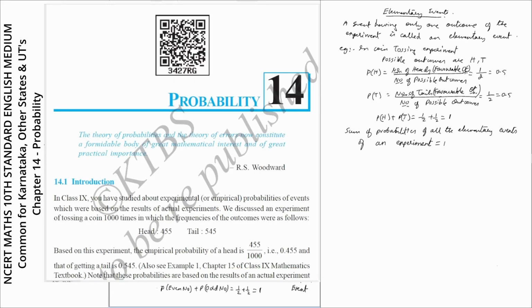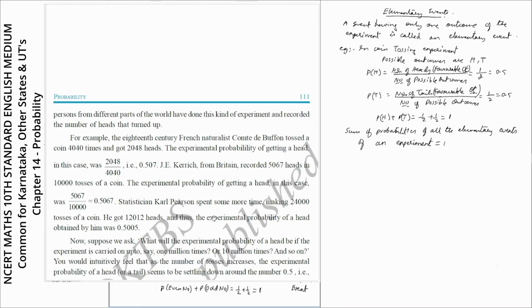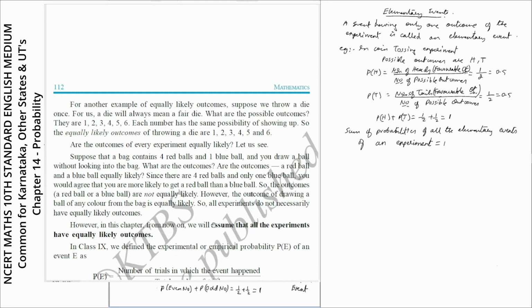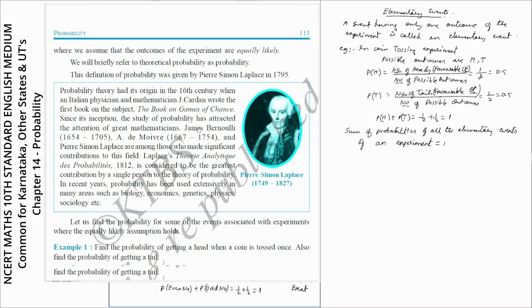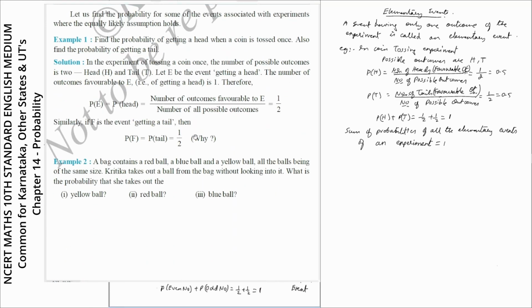Let us go through some worked examples in the textbook. Here in the textbook, you can see the probability of an event E is given as the number of outcomes favorable to E divided by the number of possible outcomes of the experiment, or simply, probability of an event is equal to the number of favorable outcomes by the number of possible outcomes. Here in example 1, this is a coin tossing experiment. What are the possible outcomes that we can get? Head and tail. These are the two possible outcomes in a coin tossing experiment.